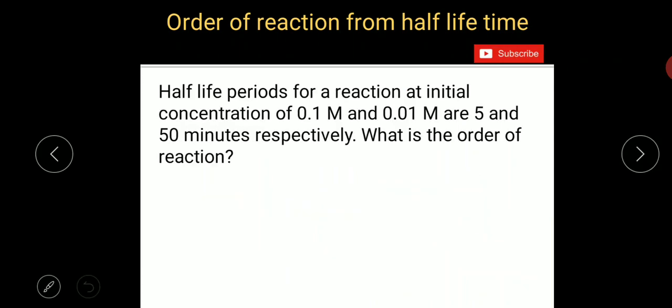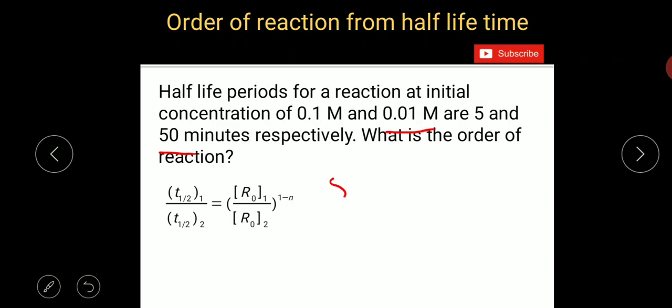Let us see one more question. The half-life period of a reaction at initial concentrations of 0.1 and 0.01 molar are 5 and 50 minutes respectively. What is the order of the reaction? We can use this formula to find the order of reaction: T half 1 by T half 2 equal to R naught 1 by R naught 2, whole power 1 minus n. What is T half 1? 5, when the concentration of reactants is 0.1. T half 2 is 50 when the concentration of reactants is 0.01.